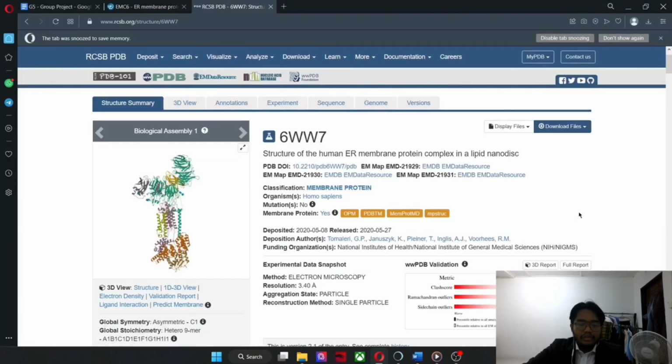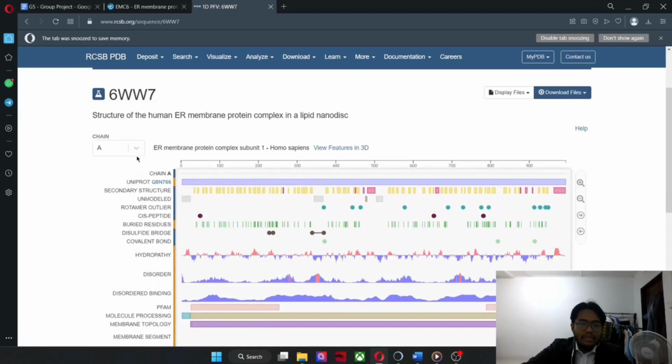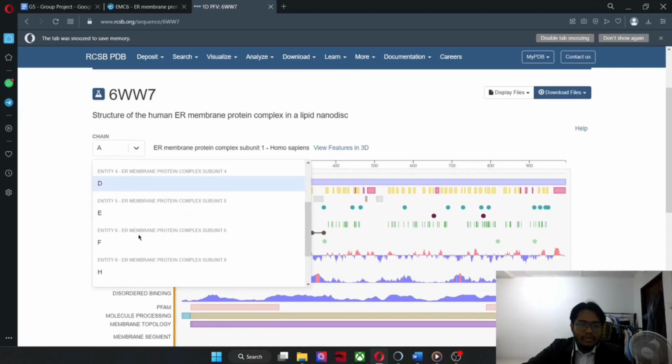Next is the structure of the protein, which we got from the PDB for the EMC6, which is 6WW7, the structure of the human ER membrane protein complex in a lipid nanodisk. We can see in the sequence that it has many chains, and the ER membrane protein complex subunit 6 is on chain F.